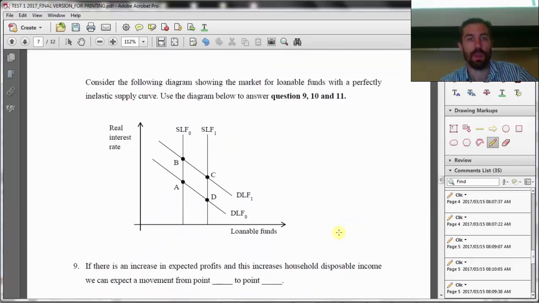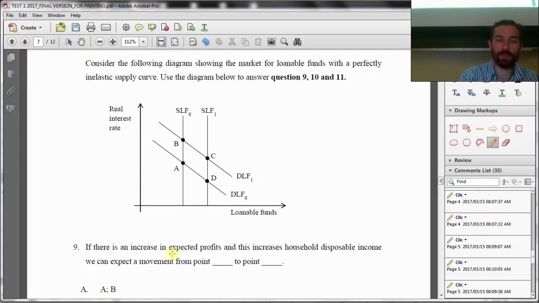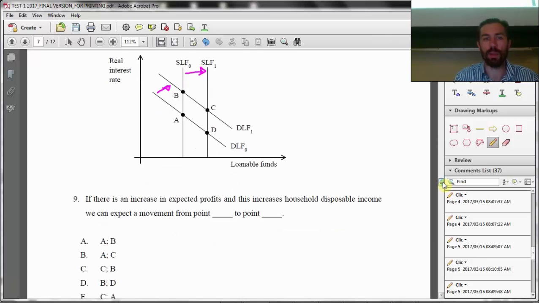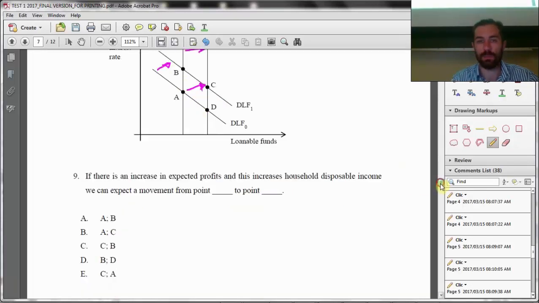Okay, then we've got a loanable funds market. You've got an increase in expected profits, and you've got an increase in household disposable income. So if you've got an increase in household disposable income, that's going to shift your supply of loanable funds. If you've got an increase in expected profits, that's going to shift your demand for loanable funds. So what kind of movements would we have? Well, the only kind of movement in terms of this diagram that reflects both those changes would be a move from point A to point C.